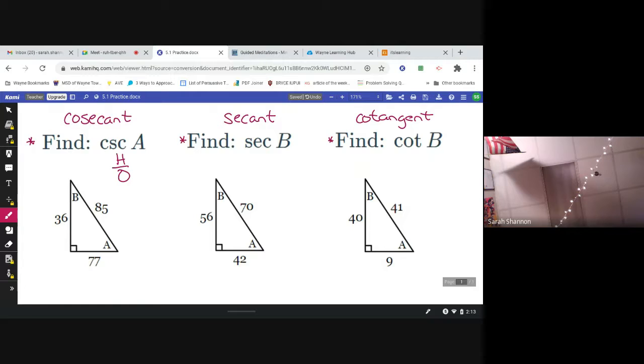I'll give you guys just a minute or so. If you're writing them out, great. If you're doing them in your head, great. If you're just checking to see if you know where the labels are, cool. I'll give you guys about a minute to look through those three problems.